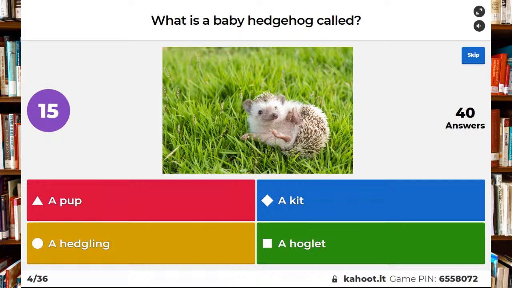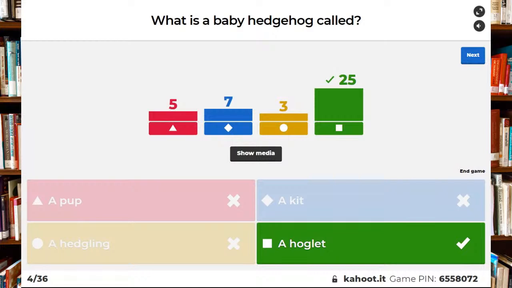Leona, wouldn't it just be gorgeous? So let's have a look and see what we find out. So a baby hedgehog is called a hoglet. Isn't that brilliant? It is called a hoglet. I think a hedgling is quite nice as well. I would go with hedgling, but it is a hoglet. So that's a baby hedgehog.